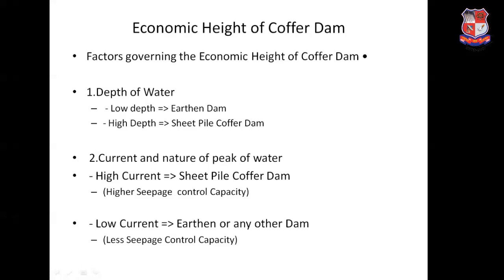Second factor is the current and nature of the peak of water in the water body. For a high current, steel sheet pile cofferdam is preferable, and if the current of the water is low, earthen dam or any other dam is preferable to achieve the economical height in the cofferdam.